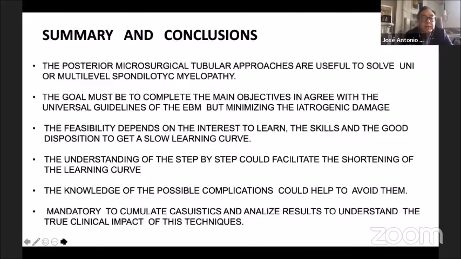in the laminoplasty. So in conclusion, the posterior microsurgical tubular approaches are useful to solve multilevel spondylotic myelopathy. The goal must be to complete the main objectives in agreement with the EBM, but minimizing the iatrogenic damage. The feasibility depends on the interest to learn skills and a good disposition to accept a slow learning curve. Understanding the step-by-step could facilitate shortening the learning curve, and knowledge of the possible complications could help to avoid them. It's mandatory to accumulate casuistry and analyze results to understand the true clinical impact of these techniques.